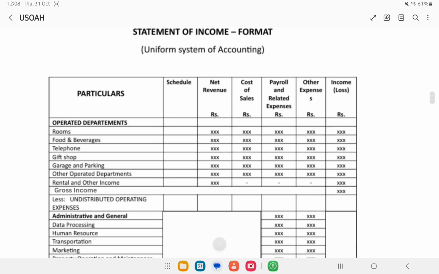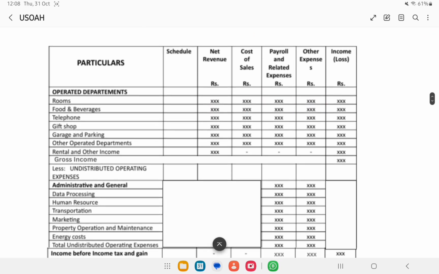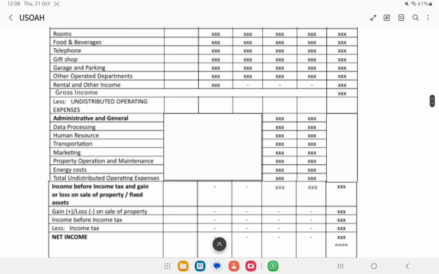So after that what we should do, we have written all our operating departments, the net revenue generated from there, then the cost of sales, the payroll and related expenses, other expenses. We have found our income. Here we have our gross income, the total of income after considering all operating departments. After taking all operating departments, there are some undistributed expenses like transportation, marketing, data processing, like that. Some expenses would be there.